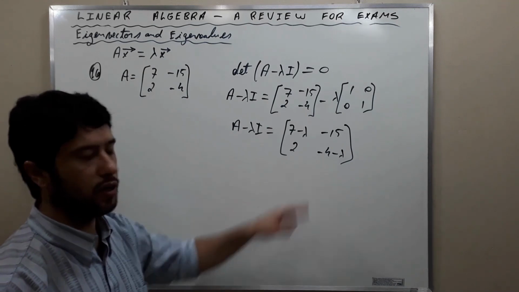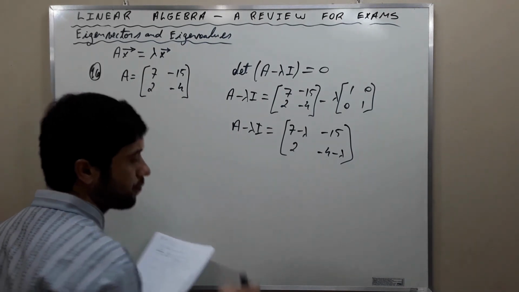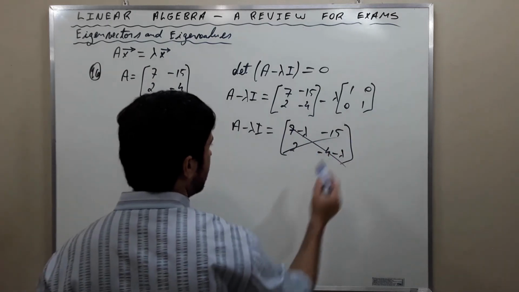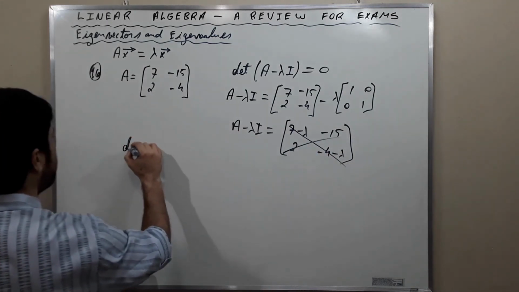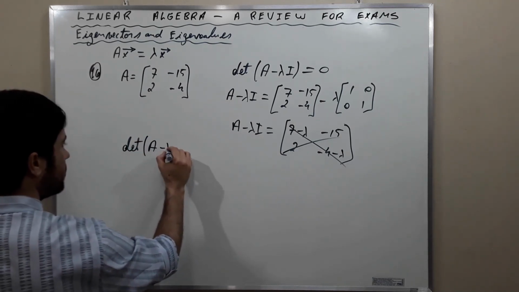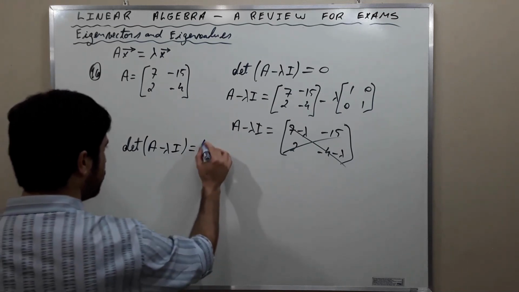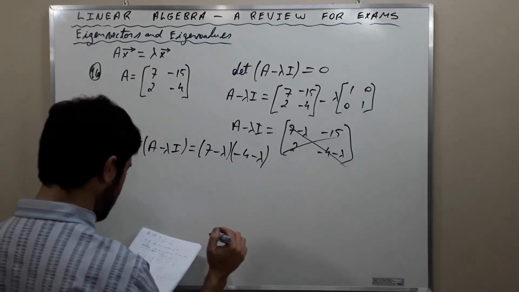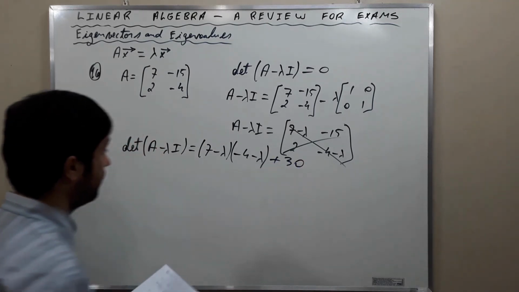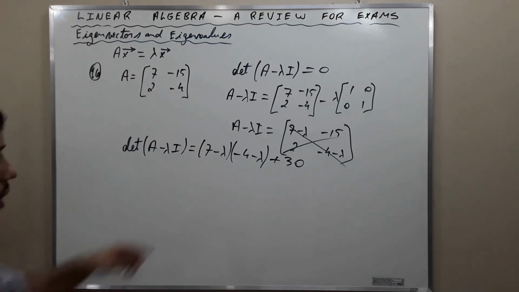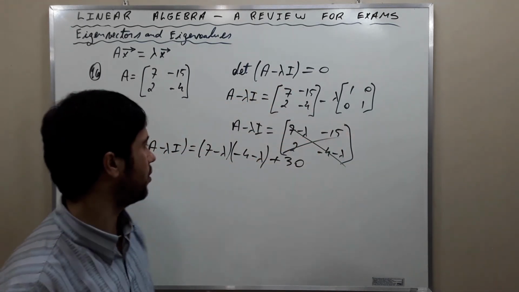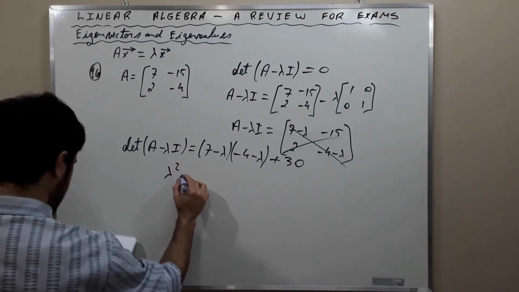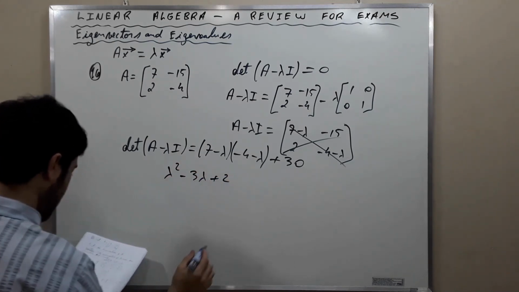We need to find the determinant of this matrix here, and we are going to simply multiply here and here. The determinant of A minus lambda I is going to then be equal to (7 minus lambda)(-4 minus lambda), and this plus 30. We have this product here, and we have this product here. Okay, so the determinant is going to be lambda squared minus 3 lambda plus 2 equal to 0.